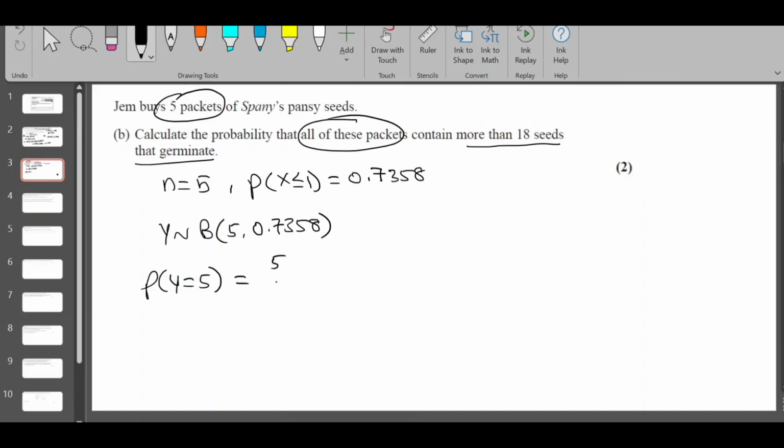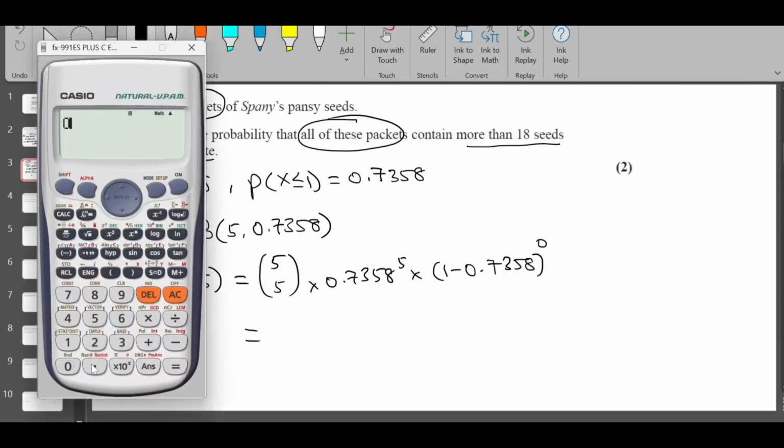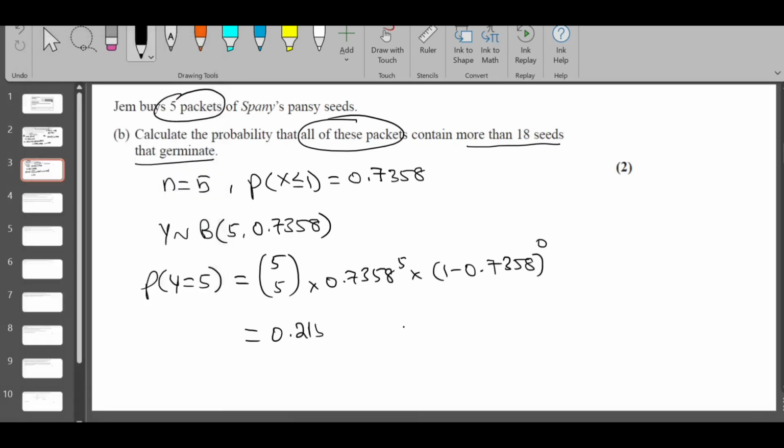So it's 5C5, probability of success P to the power 5, probability of failure which is 1 minus P to the power 5 minus 5. 5C5 is 1, and this power 0 is also 1. So you can just put 0.7358 to the power 5. That's the answer, 0.21567, and I'm going to round it to 3 significant figures.